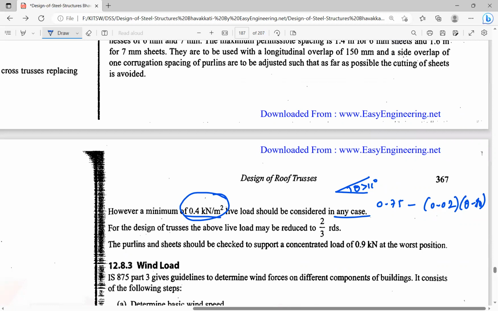For the design of trusses, the above live load may be considered reduced to two-thirds. For the design of purlins and sheets, they should be checked to support a concentrated load of 0.9 kilonewton at the worst position. Right? So these are some considerations.